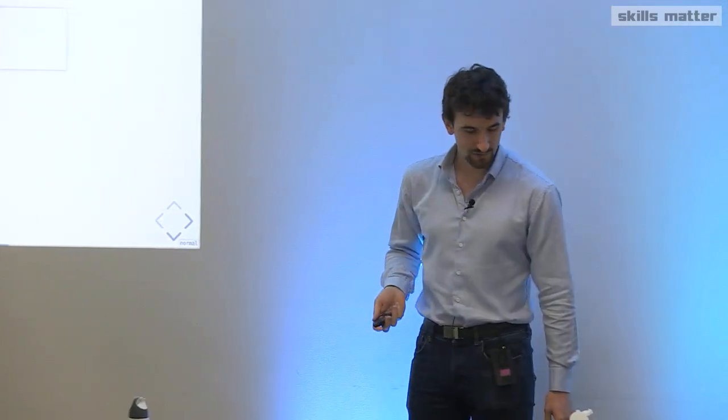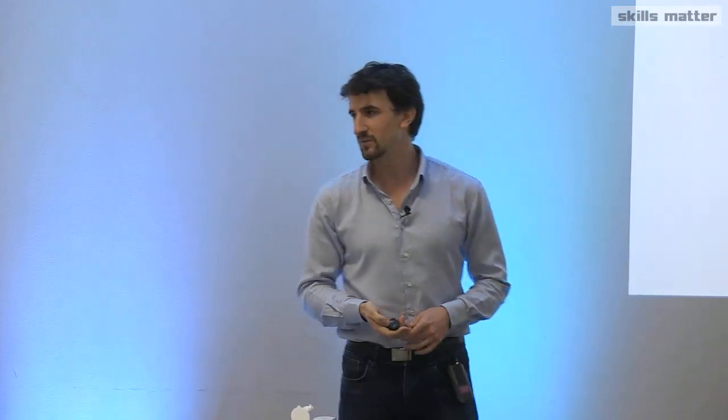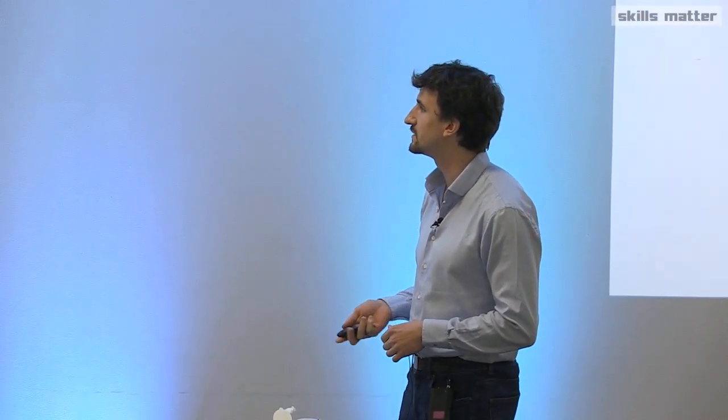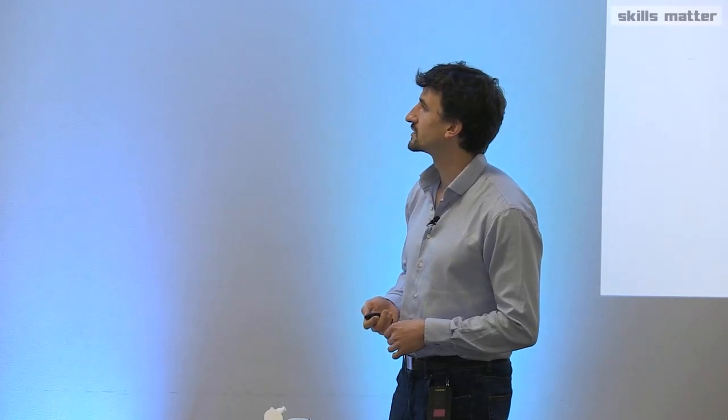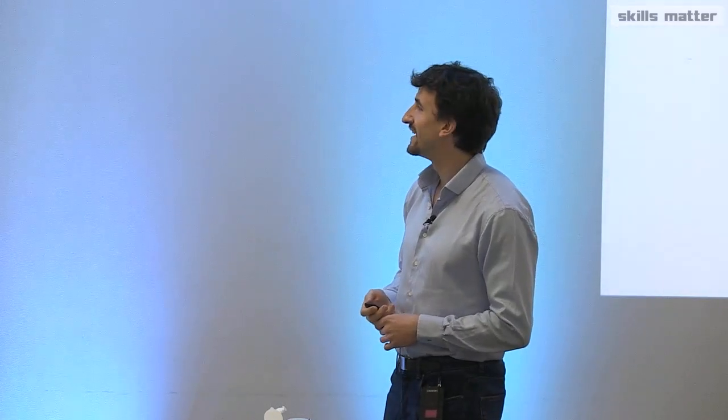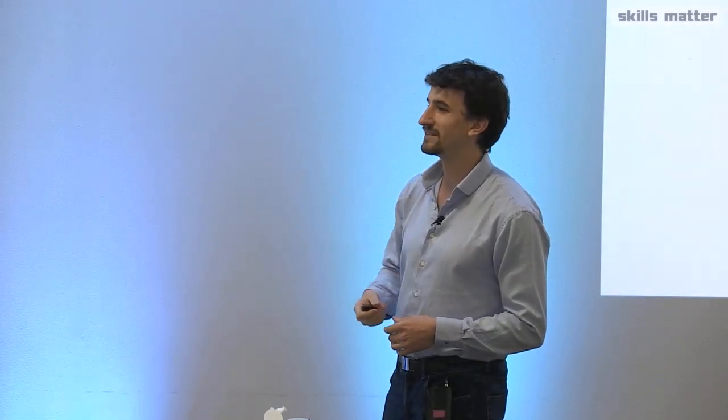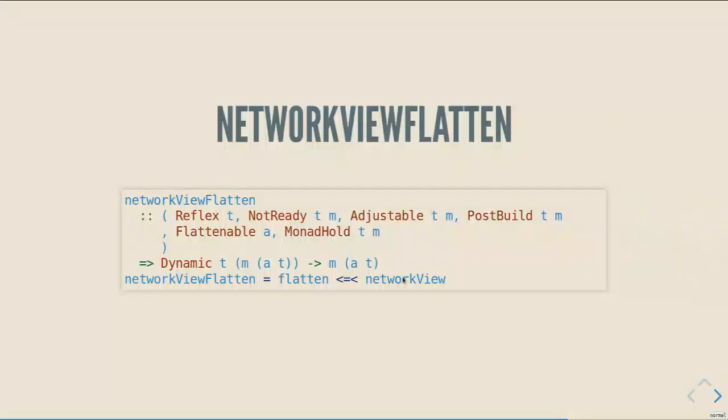So I ended up having a type class, Flattenable, which every config is an instance of, and a helper function, network view flatten, that just does a network view and the flatten afterwards. So you just get the contents out. And together with this, that also works really nicely.